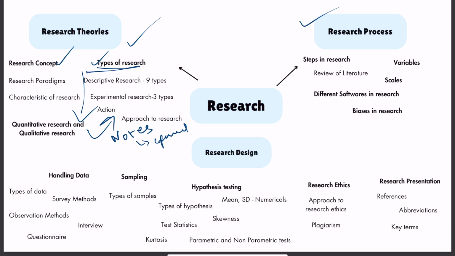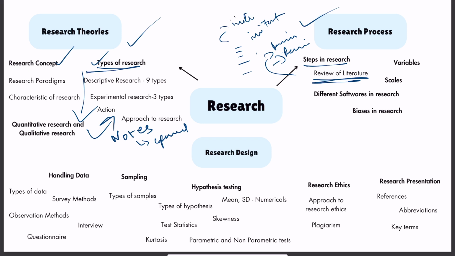From steps in research, not a lot of questions are expected. The only questions I have seen are mostly around review of literature and what are the best practices to do review of literature, or what are the steps to do review of literature. So mostly questions surround these, and they're not very difficult. It's pretty intuitive to answer these. Even the different steps, the hierarchical process in steps, are pretty intuitive.